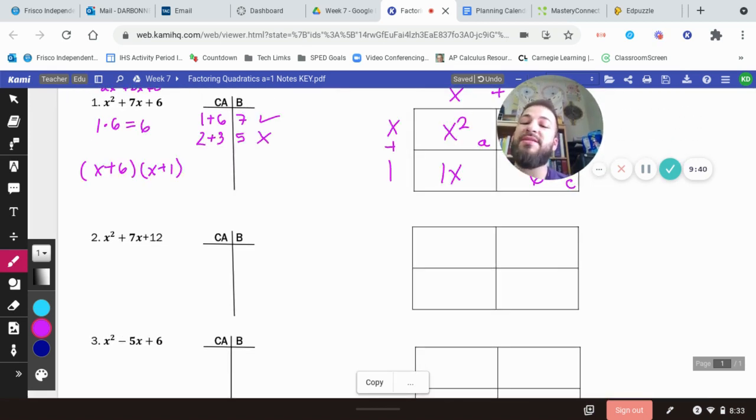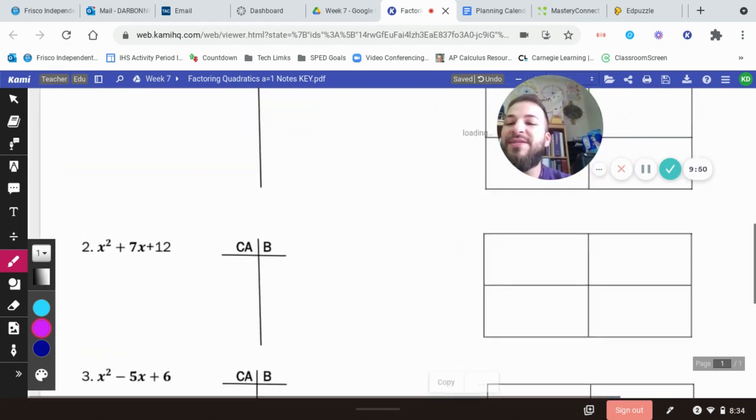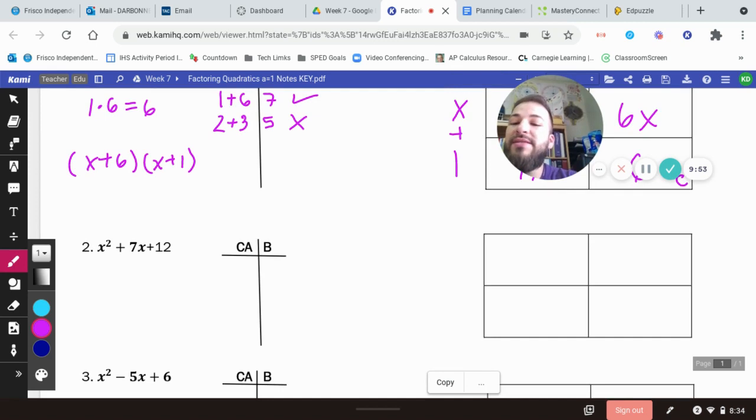Okay, so let's look at another one, number 2. We have x squared plus 7x plus 12. And y'all feel free to pause me and ask a question in class if you are confused about any of these steps. Once again, we have ax squared plus bx plus c. So a is 1, c is 12. So 1 times 12 is equal to 12. Then I want to write factors of 12.